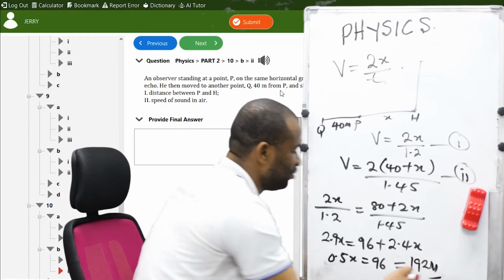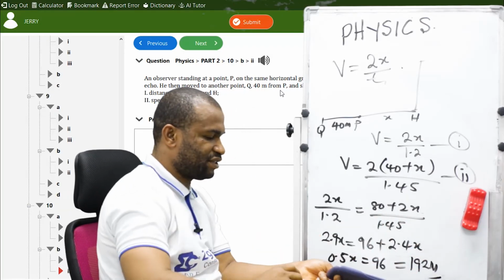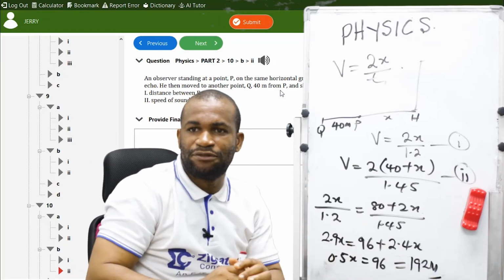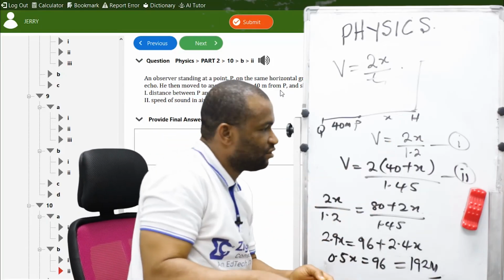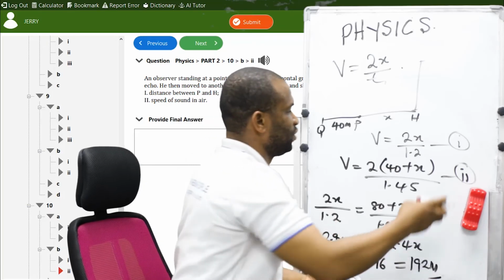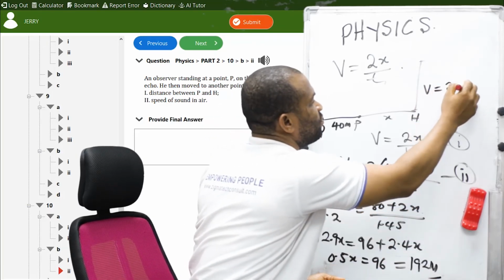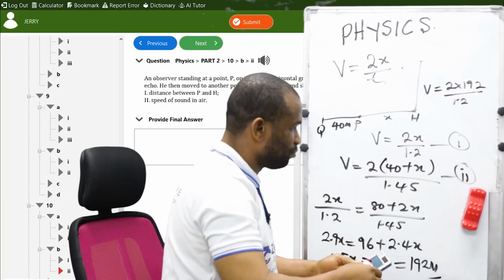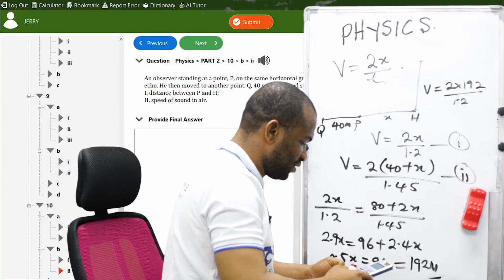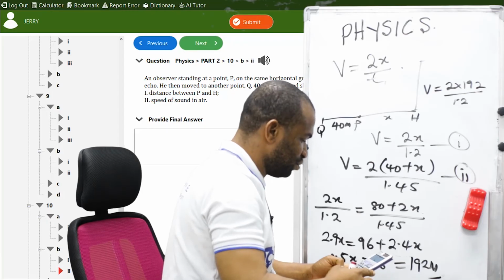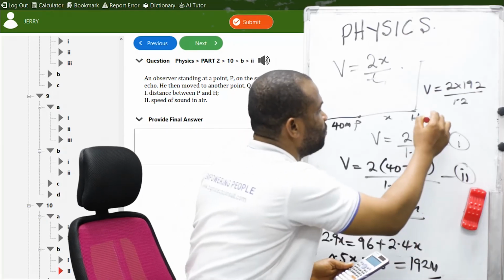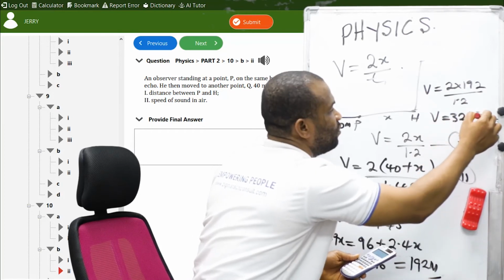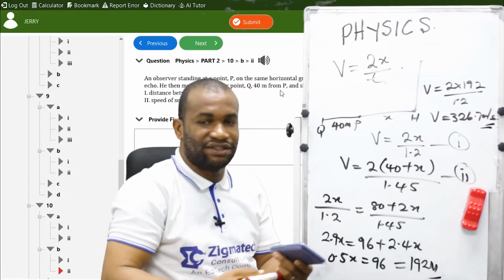192 meters. So x is 192 meters. The next question asks for the speed of sound in air. So v is going to be 2 times 192 divided by 1.2. So v is going to be 326.7 meters per second. That is the speed of sound in air.